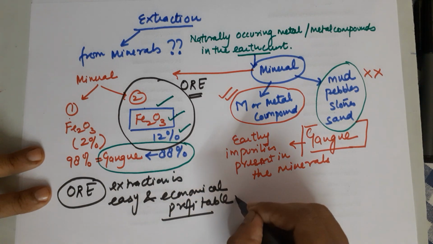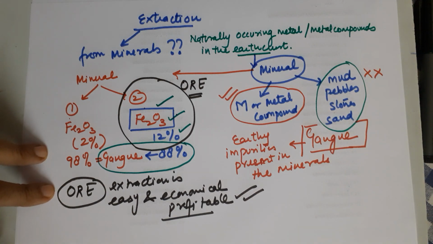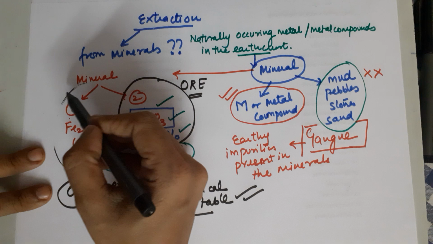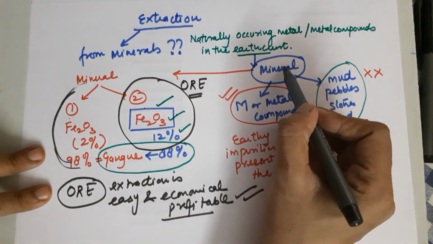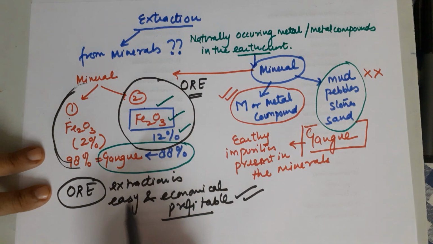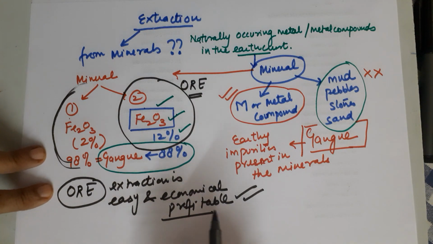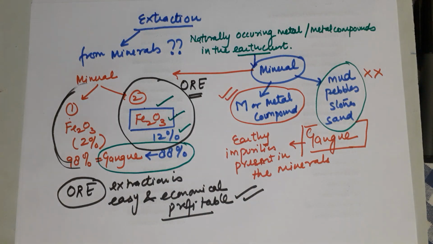And that is the agenda. Why would you like to spend lots of money on extraction if you have an option? Why would I use this particular mineral? I would prefer this particular mineral. So the mineral from which you prefer to do extraction, because it is easy and economical, is called as the ore. Fine.